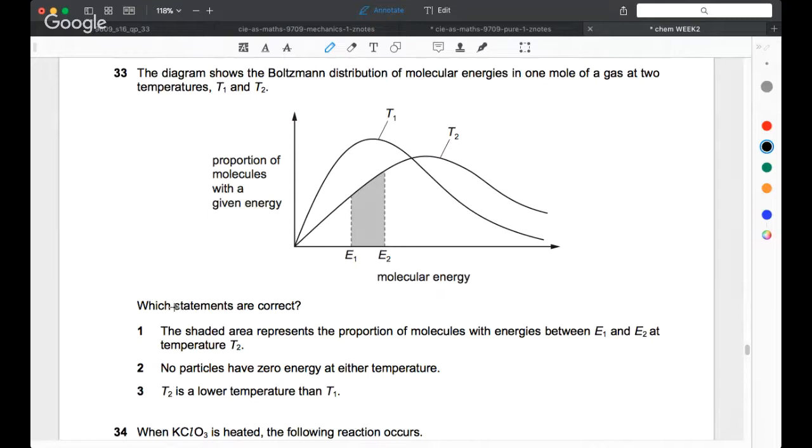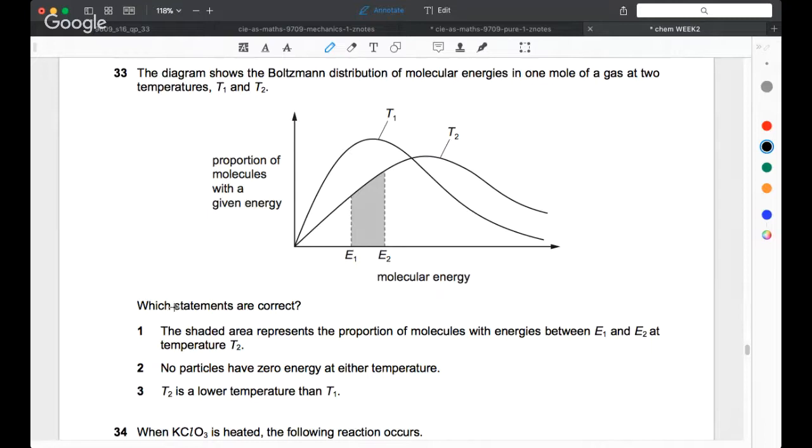Okay, I'm not sure about one as yet, but two, yes, that's right, because that's zero. Then T2 is lower. No, T2 is higher, because you have a distribution. So that's incorrect. That's correct.